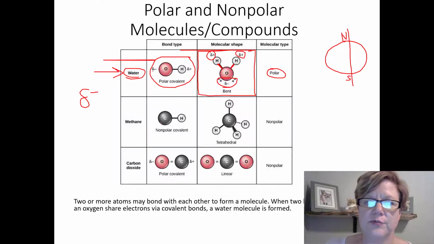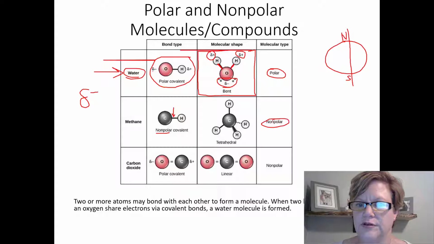Other molecules, remember we said carbon and hydrogen are both similar in their electronegativity. Neither is going to pull any harder than the other on the electrons. So those bonds are nonpolar. There isn't a partial charge on one side and a different partial charge on the other side because the electrons are moving equally across both atoms. So no partial charges when there's a nonpolar bond. And so molecules that have nonpolar bonds are called nonpolar molecules.